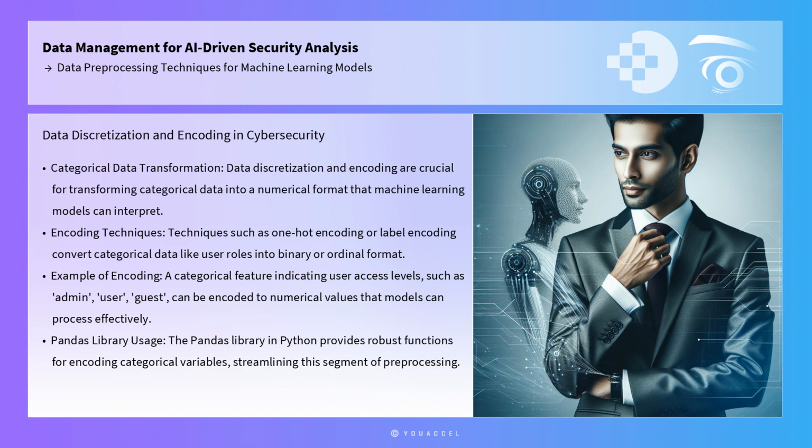Another essential aspect of data preprocessing is data discretization and encoding, which is crucial for transforming categorical data into a numerical format that machine learning models can interpret. In the realm of cybersecurity, certain attributes like user roles or action types are categorical. Techniques such as one-hot encoding or label encoding convert these categories into a binary or ordinal format, respectively. For example, a categorical feature indicating user access levels, such as admin, user, guest, can be encoded to numerical values that models can process effectively.